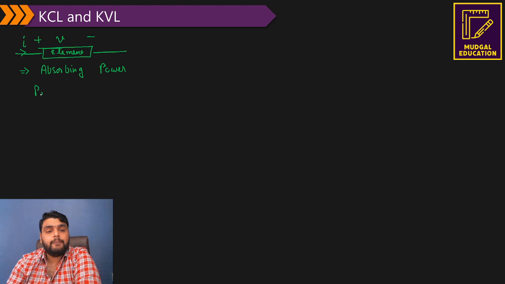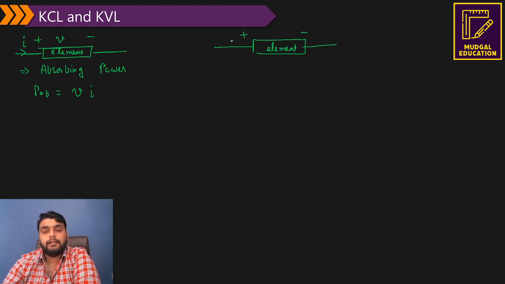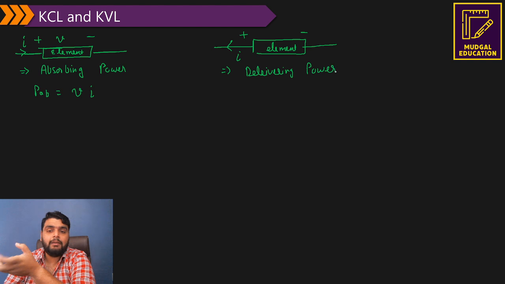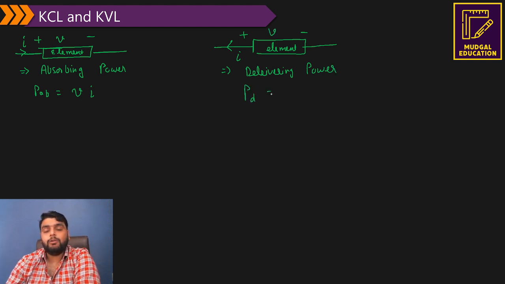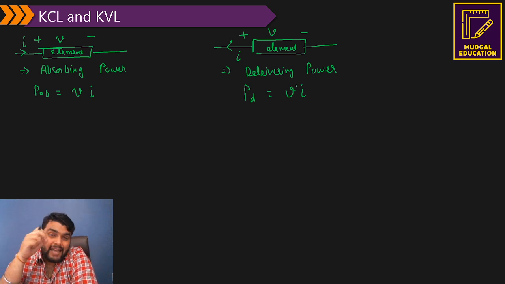And you can say the power absorbed is equal to VI. Now if across any element current is leaving the positive terminal, it means the particular element is delivering the power. And the power delivered here is equal to V multiplied by I. So first of all, according to the polarity and the direction of current, you need to identify what is actually happening.